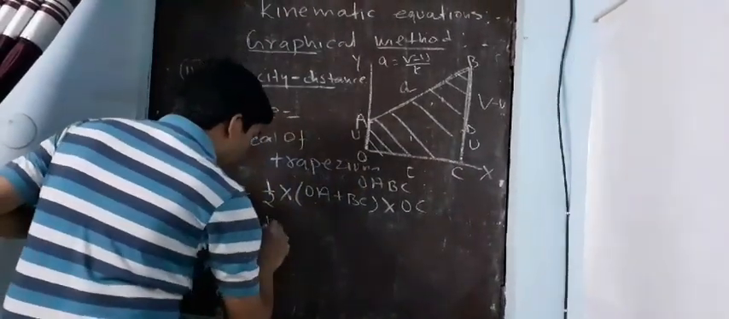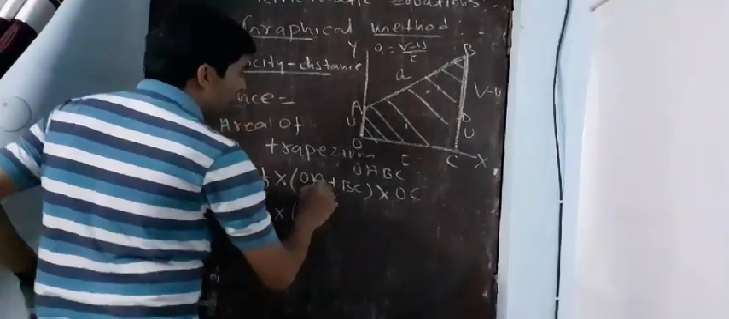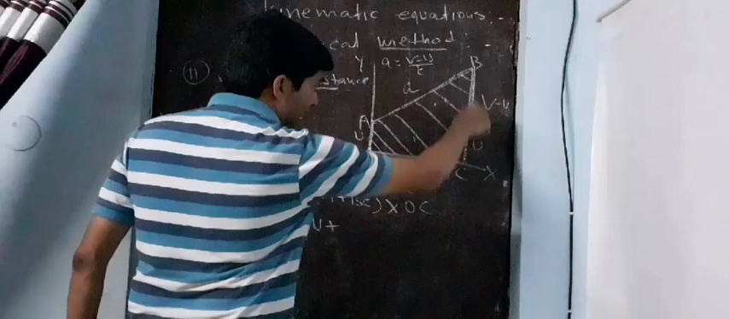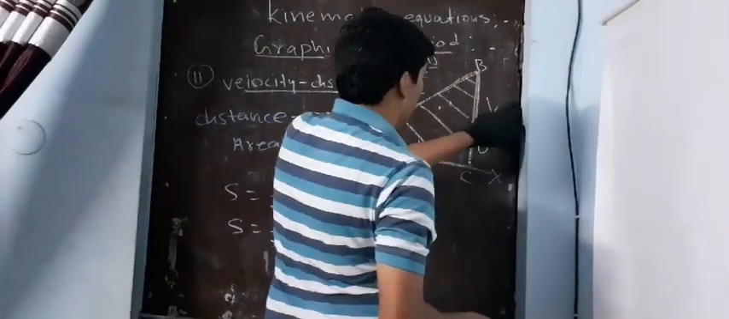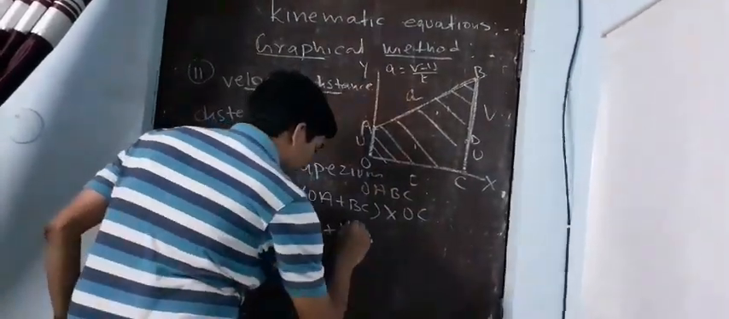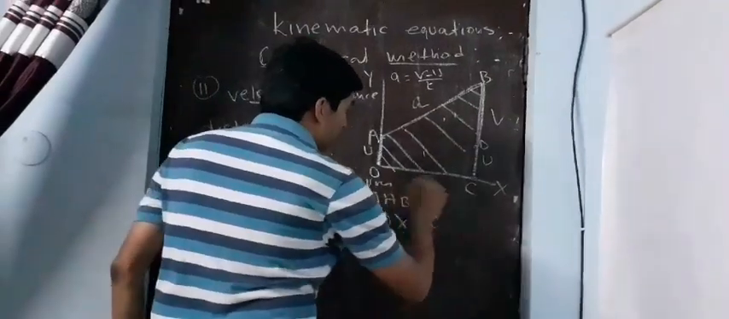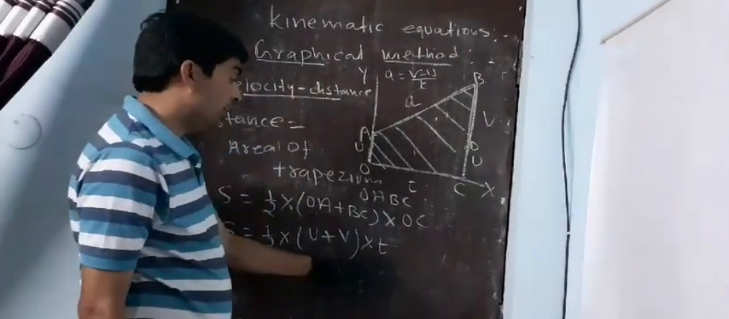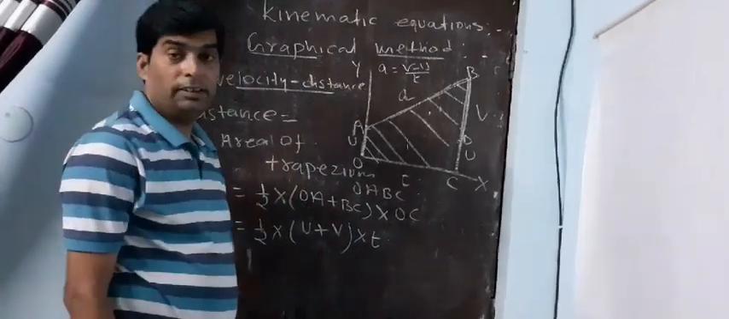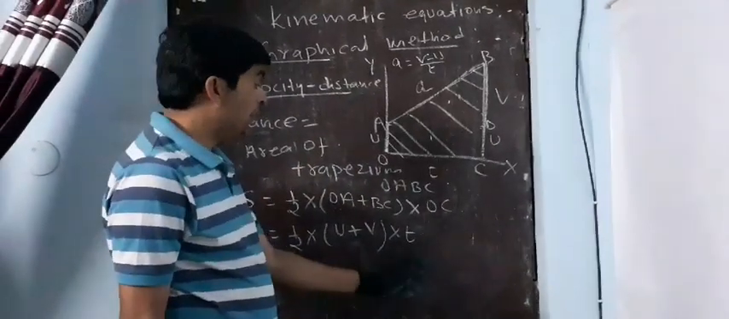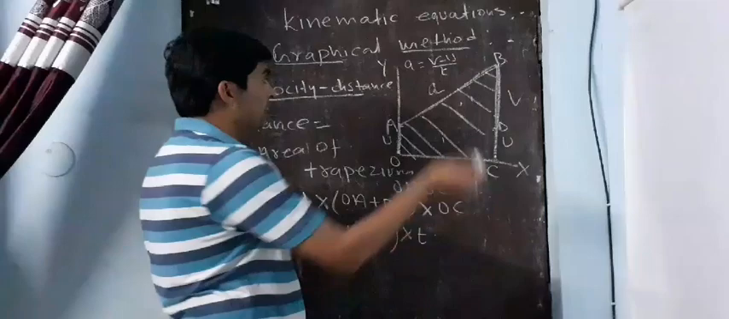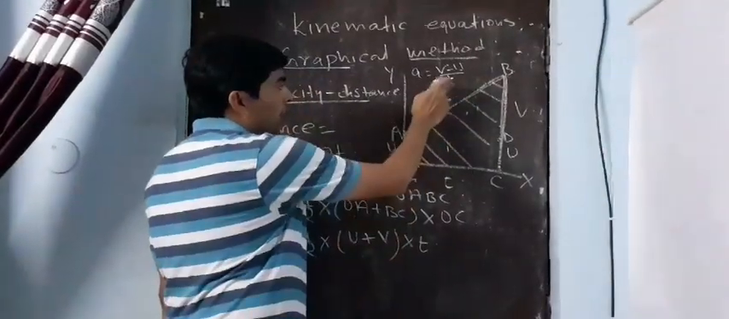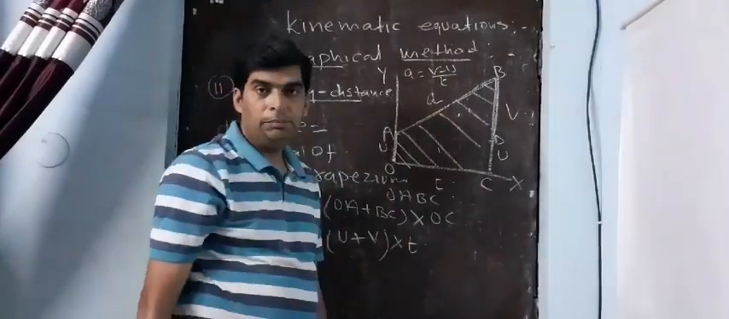So S equal to half. What is OA? Again, it's U. What is BC? Entire BC, that means it's V. And what is OC? This is T. Just look, T is there, but we do not want T in that condition. So we have to remove that T. How will we remove it? Again come to this area. A equal to V minus U by T. Then T equal to V minus U by A we can write.